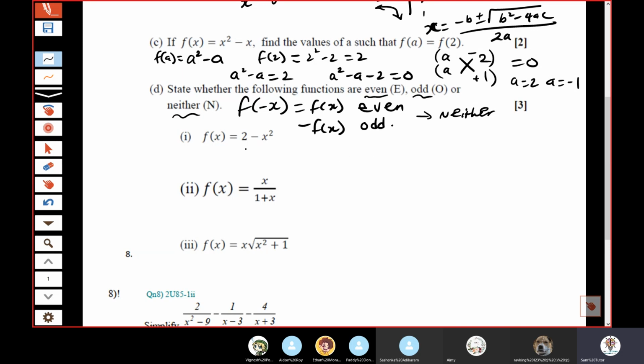So, if I've got a question like this, I sub in -x, I get 2 minus (-x) squared. Negative squared is still positive, so it just becomes 2 minus x squared. Can you see that happening, Ethan? So isn't that the same as the original? Because it's the same as the original, it's still f of x, it is even.